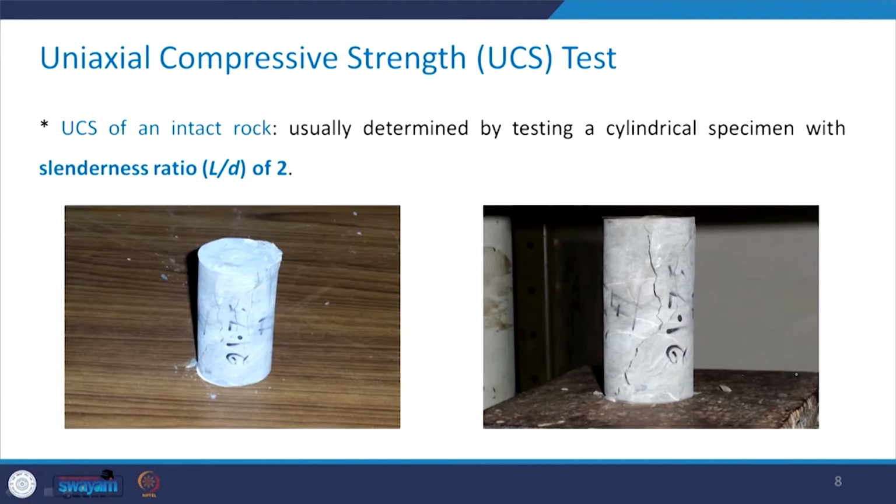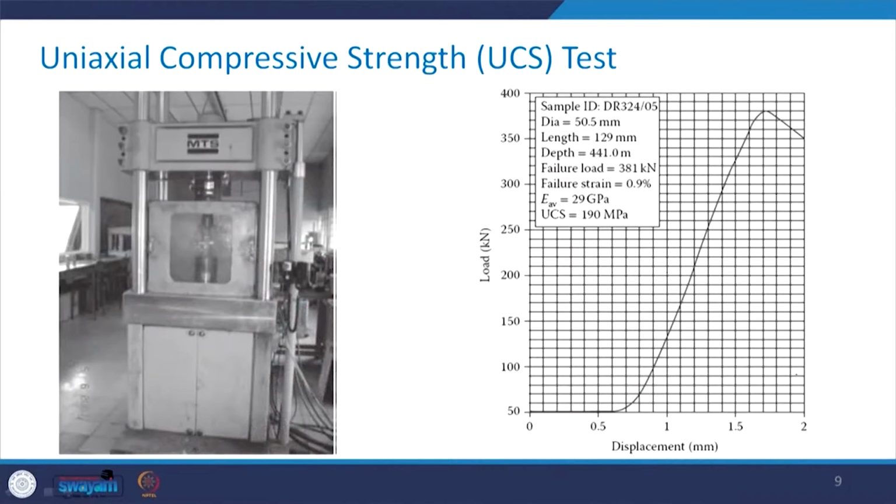So, this was just to show you how the specimen looks before, which I have already shown you, and after the tests. This is the MTS machine. This has been taken from a textbook, and the result which you get from this UCS test will be in the form of a load versus displacement plot in this manner. How to analyze these test data?